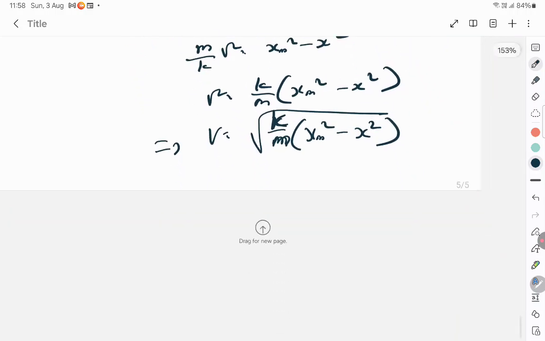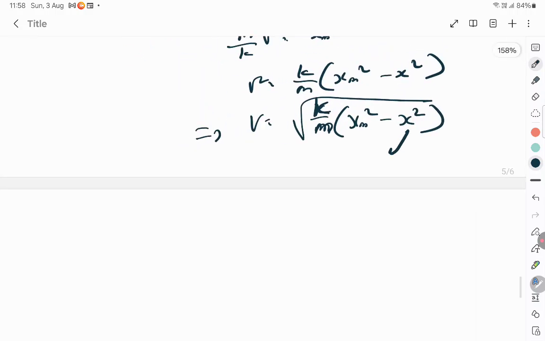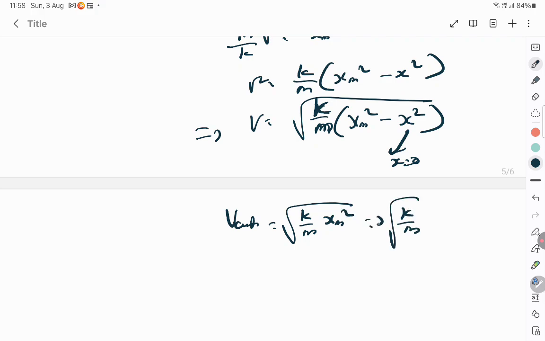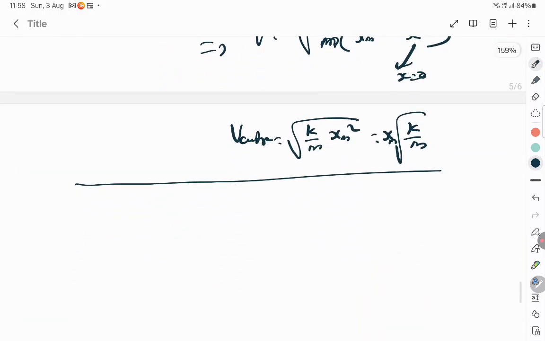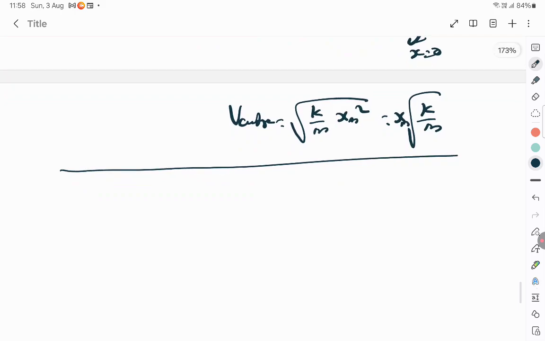This is the formula. At the center, x will become 0. The velocity at the center will be root of k by m into xm square, which is nothing but root of k by m into xm, because xm square could come out. That's the velocity at the mean position, because at the mean position kinetic energy will be maximum. At the extreme position, only potential energy will be maximum. That understanding you should have, and thus you can find the formula for the velocity of a moving block connected to a spring.